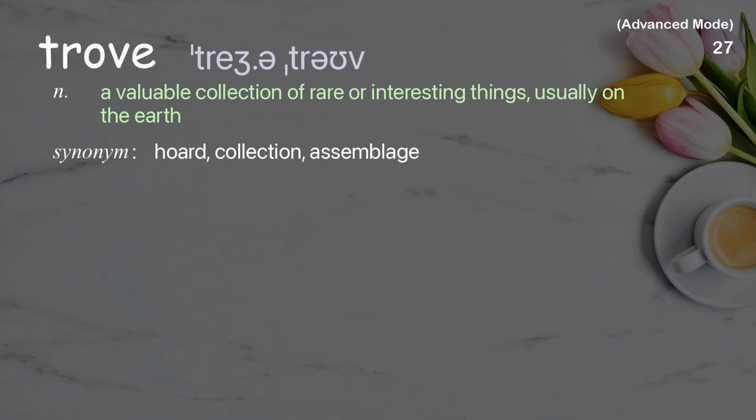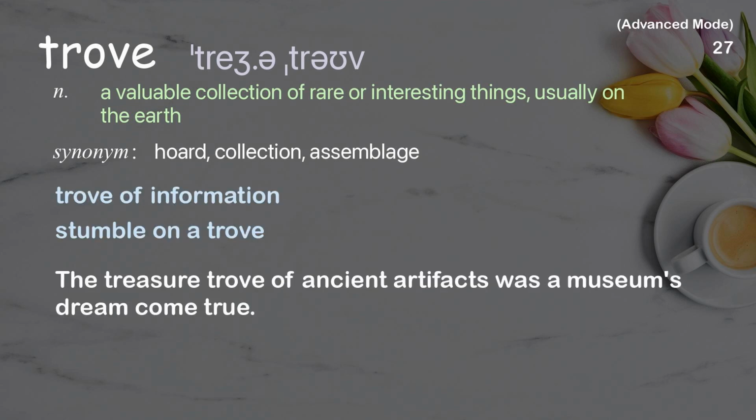Trove. A valuable collection of rare or interesting things, usually on the earth. Examples: Trove of information, stumble on a trove. The treasure trove of ancient artifacts was a museum's dream come true.